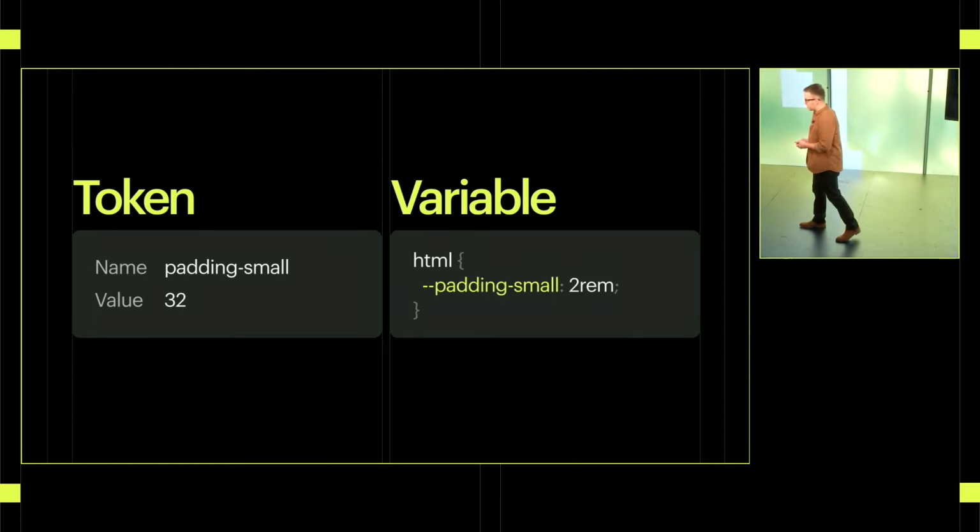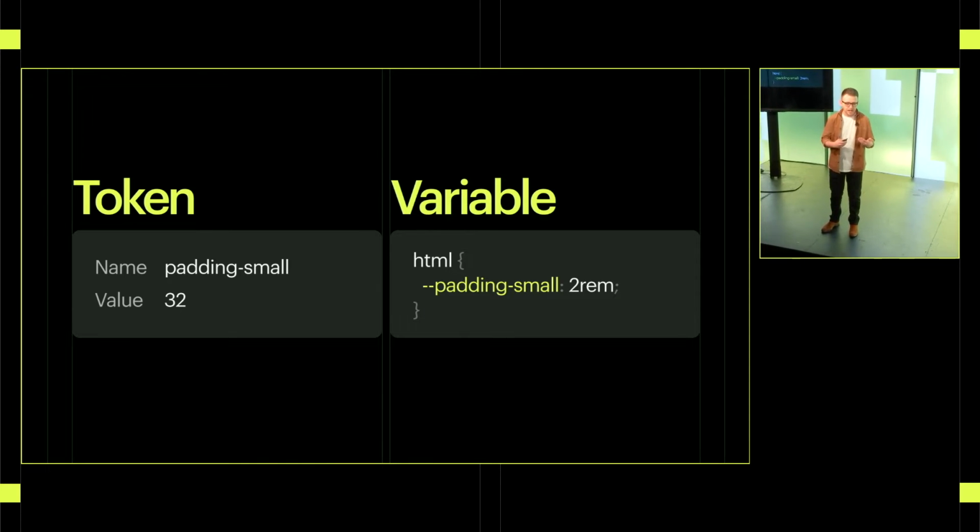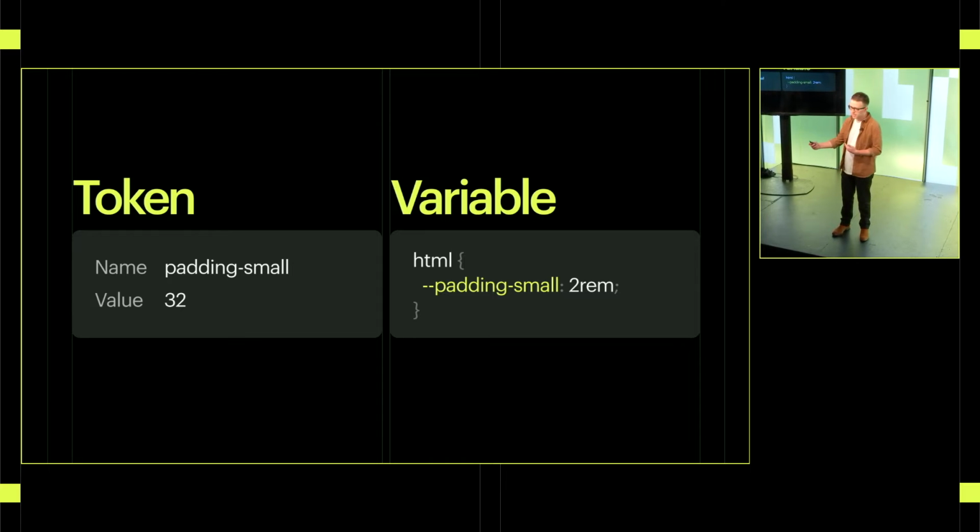Throughout this presentation, you'll hear me refer to tokens and variables kind of as the same thing. Tokens are how we have one style reference another style, and variables are how we can apply those tokens using CSS. So we'll get into the differences in a little bit.